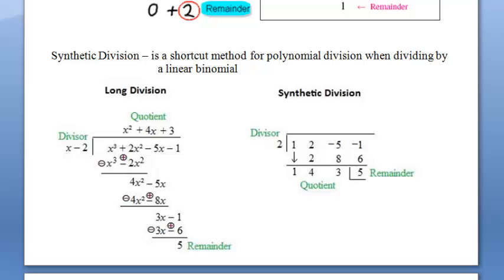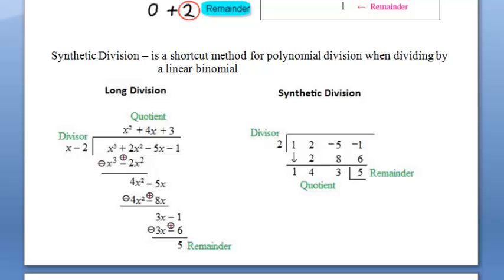So here's how we analyze this. My answer is x squared plus 4x plus 3 with a remainder of 5. The way that I can write the remainder is 5 over x minus 2. But my remainder is 5. So now let's look at synthetic division, doing the exact same problem.